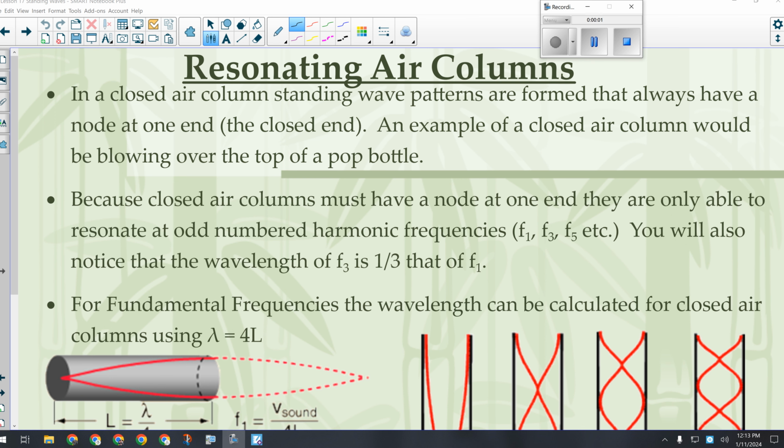All right, so yesterday we left off talking about air columns after we had talked about standing waves. Remember that standing waves are not like what their name would imply. They don't stand still, but their pattern does because of repeating patterns of interference.